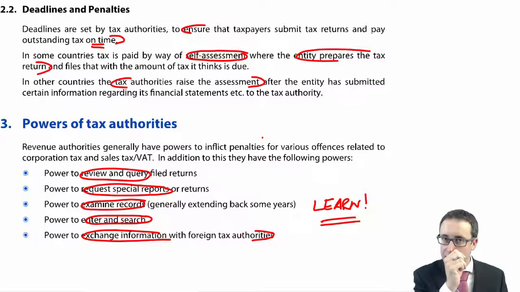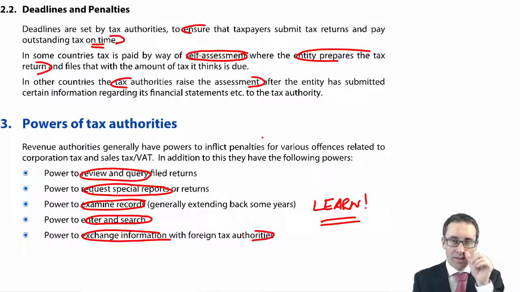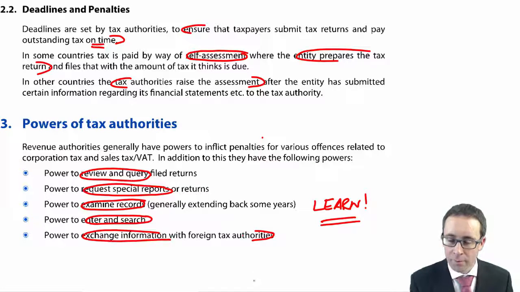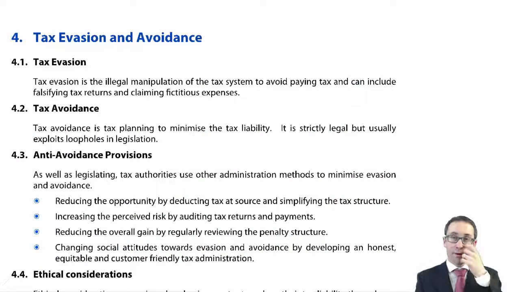Again, it's one of those, I suppose, potential objective test questions, isn't it, to select all. Okay, select all of the following, which are powers of the tax authorities. Okay, if you've learnt them, great. If not, you should have spent a little bit more time working through the material and practicing the questions, shouldn't you? Okay, harsh but fair.